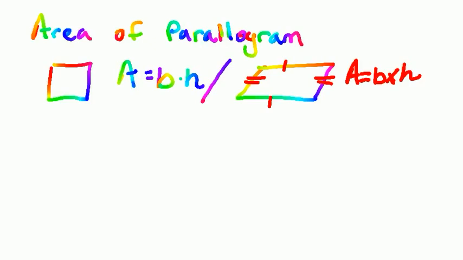You might be wondering why. The reason is, if I cut this piece off and move it over here, do you know what shape it forms? It forms a rectangle, which is also a type of quadrilateral which falls in the family of a square. Therefore, the formula is area equals base times height.